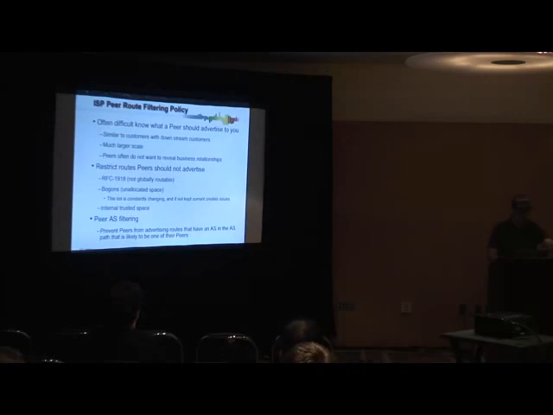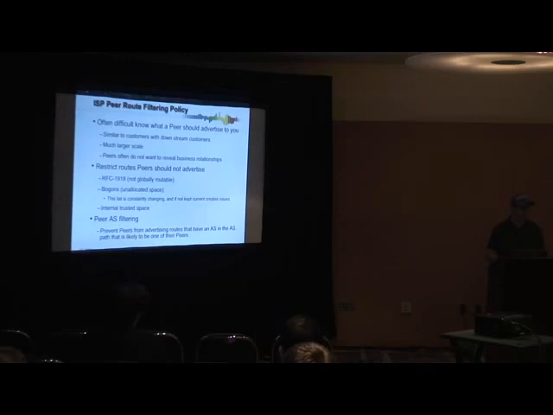On the peer space, it's even more difficult to know what routes a peer should send you. If you're a large Tier 1 ISP and you're peering with another large Tier 1 ISP, it's impossible to know what all their downstream customers are. It's the same problem space as a customer with downstream customers, but just on a much larger scale. And oftentimes, peers aren't going to want to reveal their business relationships with their downstream customers.